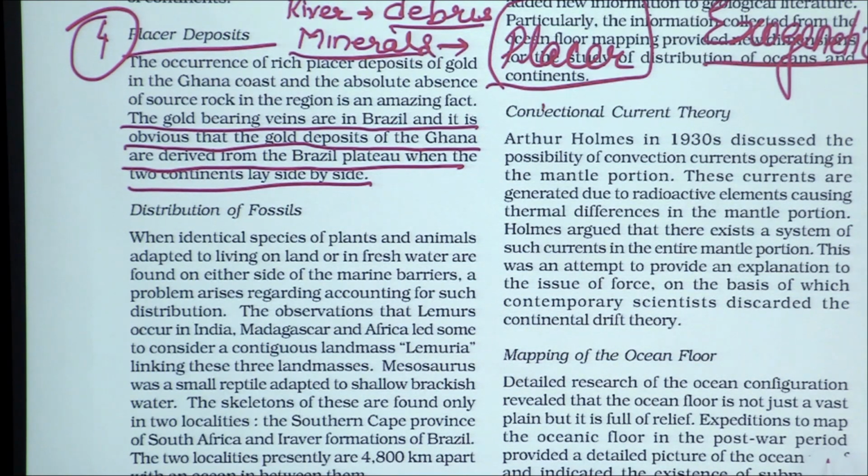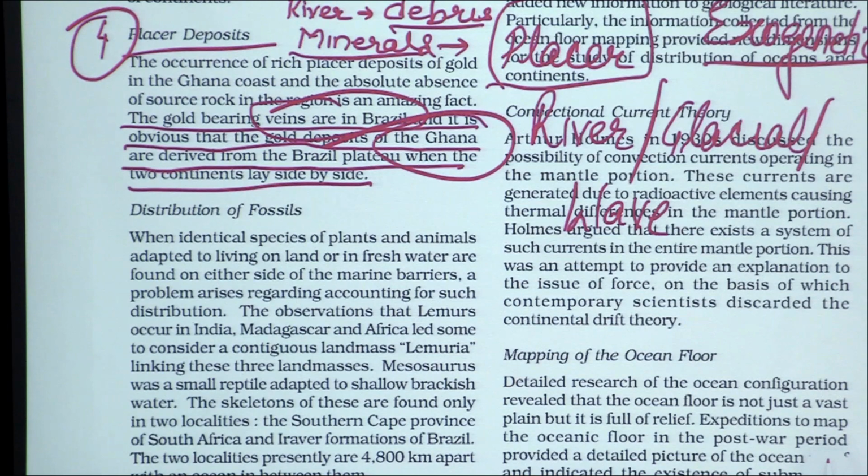So placer deposit can be river deposit, glacial deposit, or sea wave deposit, it can be any. So placer deposit says that the gold bearing veins are in Brazil, but I find the deposit in Ghana. So if I apply my logic of map, it very clearly says that they possibly would have been together. And the 5th evidence that is being given in NCERT is the distribution of fossils.